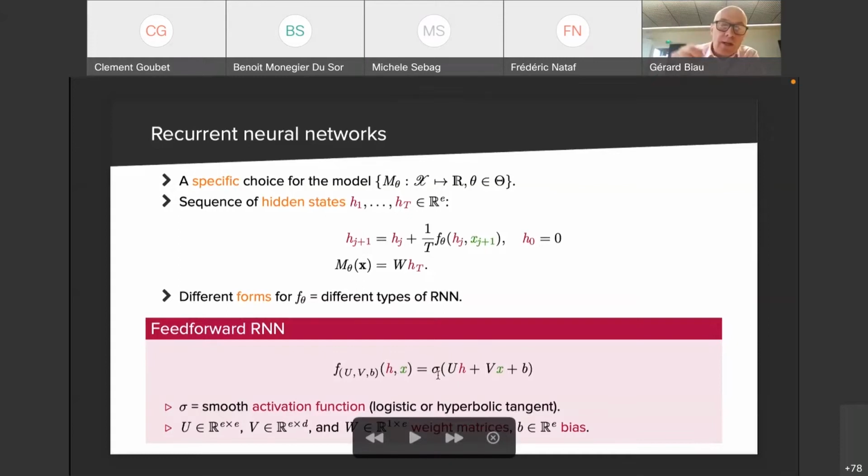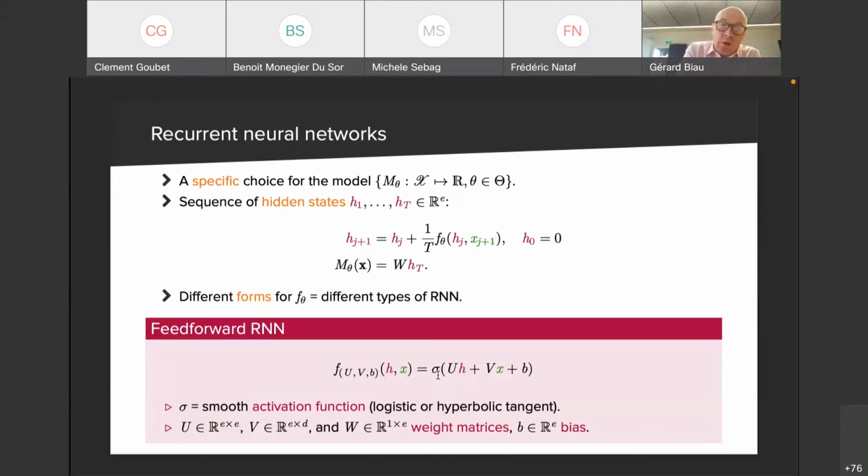It's quite easy. Sigma is a smooth activation function, typically logistic or hyperbolic tangent. The way we combine the hidden state and what we really see at time t of the process is just linear in h and in x, plus an offset b. So U is a matrix, V is a matrix, and b is an offset. You see, we evolve over the curves with these parameters U, V and b. Of course, it's a sort of neural network. It's a deep neural network in the sense that we have capital T layers, but the parameters of the network, U, V and b, do not evolve over time. They stay fixed forever.